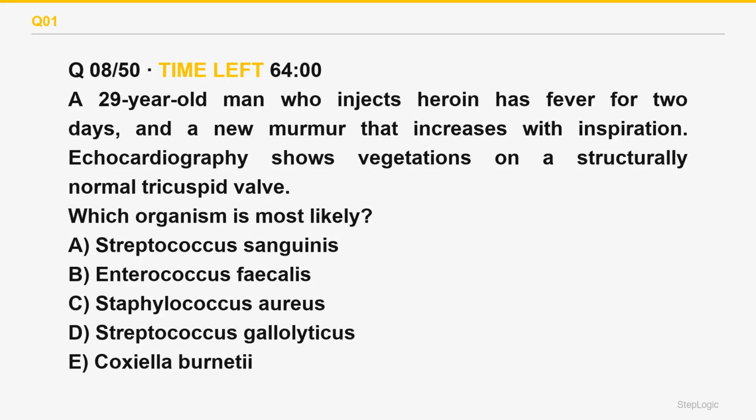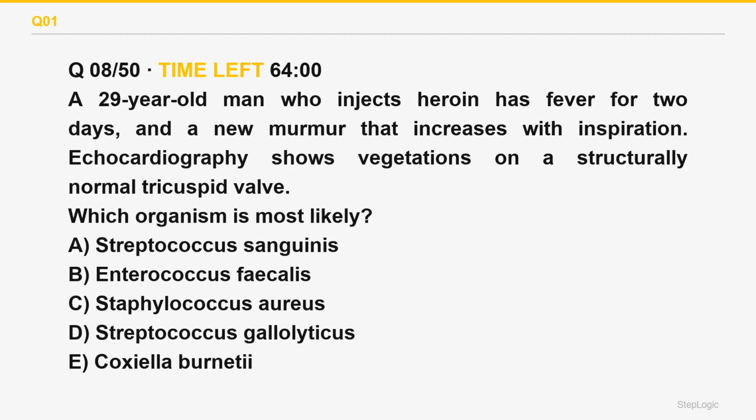A 29-year-old man who injects heroin has fever for 2 days and a new murmur that increases with inspiration. Echocardiography shows vegetations on a structurally normal tricuspid valve. Read the command: the most likely organism.